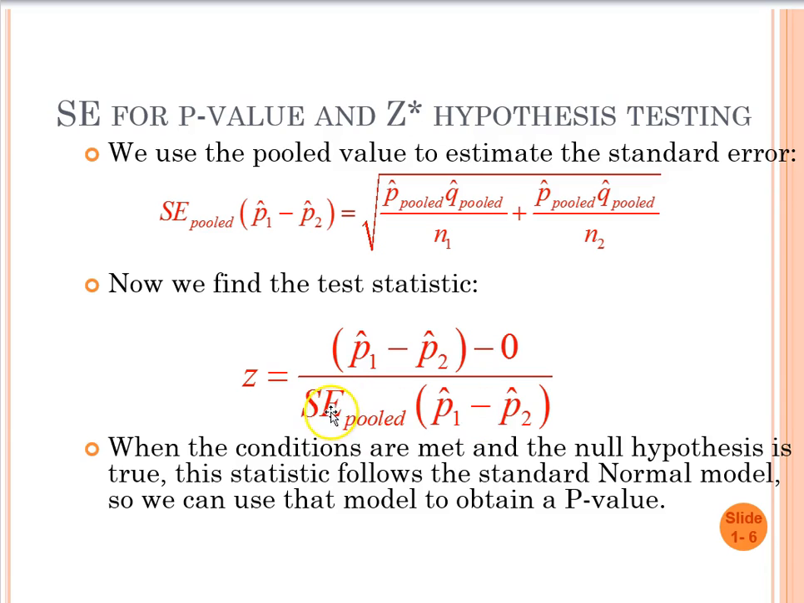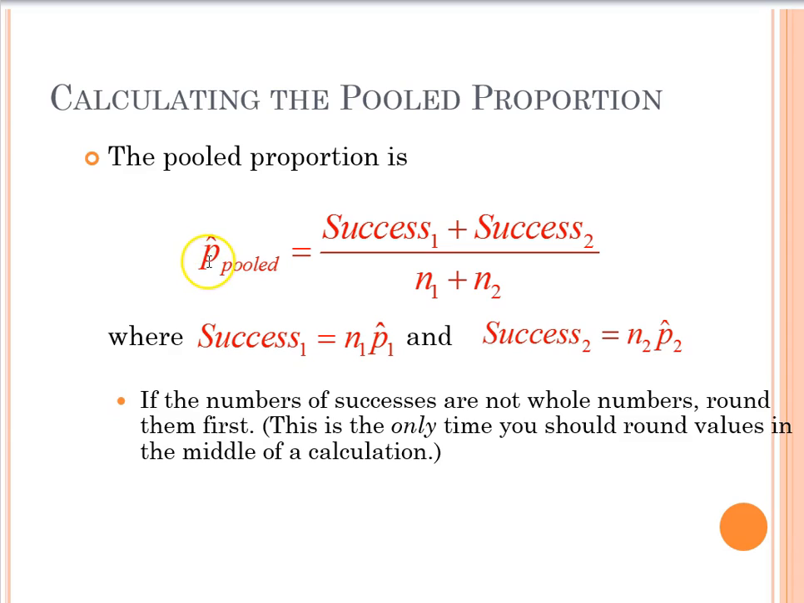So let me review how you calculate this p-pooled. To calculate the p-pooled, we're assuming that the two groups are the same. So we're just going to pool the two groups together. Here I have the total size of group 1, the total size of group 2, and how many successes are in each of them. So if we're looking at women who smoke and men who smoke, success 1 would be the number of women who smoke, and success 2 would be the number of men who smoke. N1 and N2 would be all the people that we surveyed.